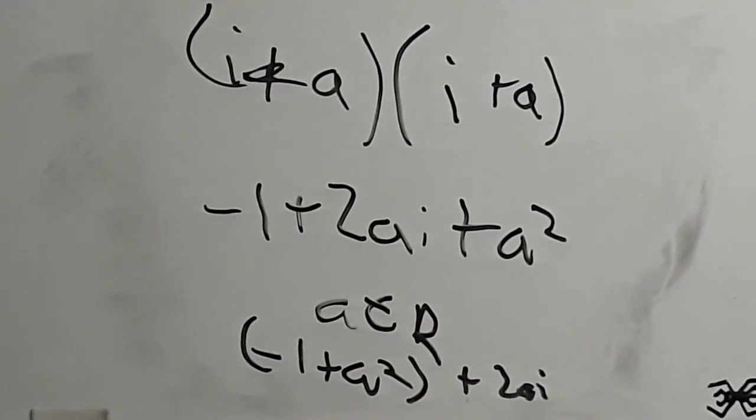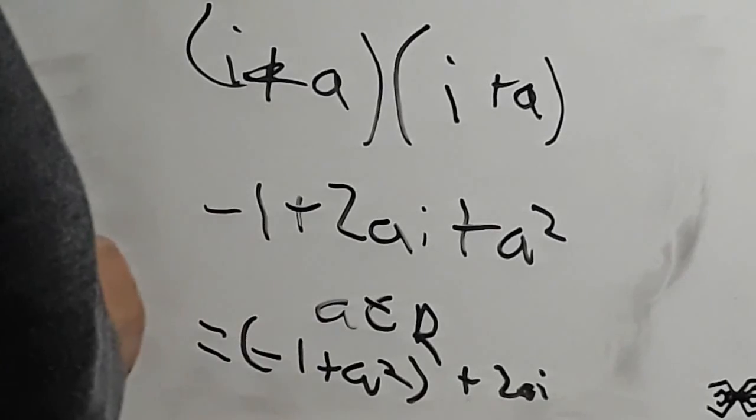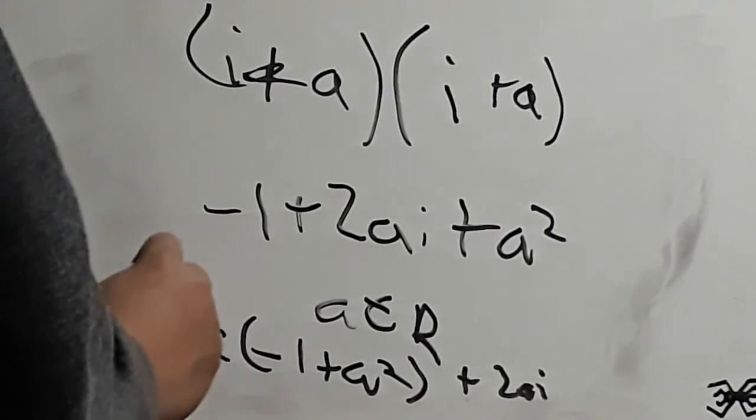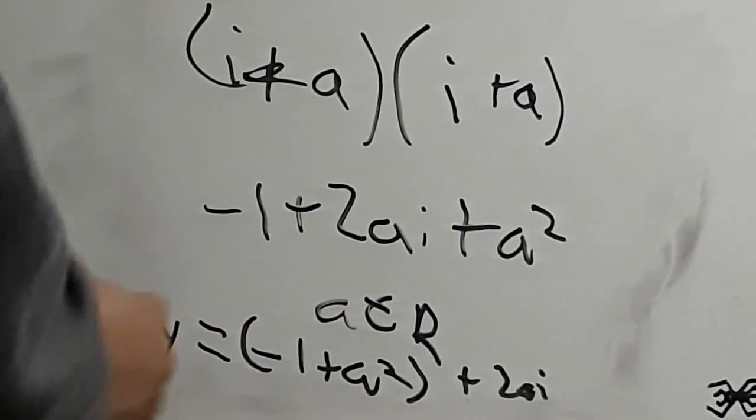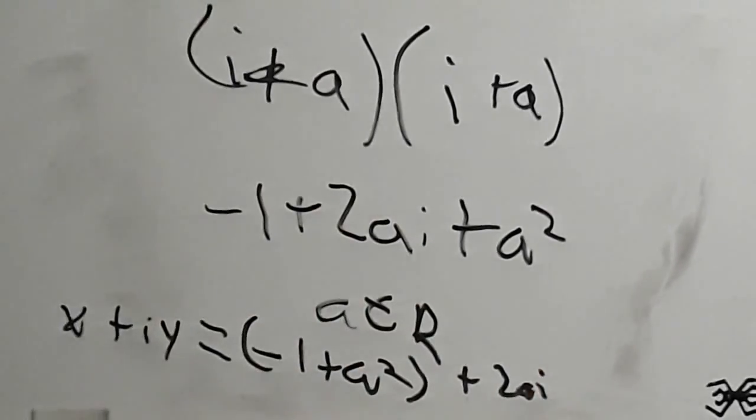Alright, and now let's fit it into the format of a complex number. So we defined it to be x plus iy. I'm not sure if that's in the video. Yes, it is. So now we have the components of x and y. So x would equal this, and y would equal the 2a. That's how this stuff works.